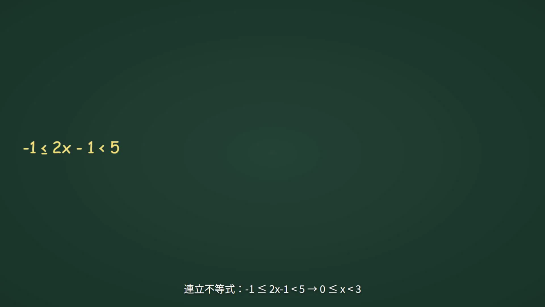A compound inequality combines two inequalities. For example, negative 1 is less than or equal to 2x minus 1, which is less than 5. We solve this by operating on all three parts simultaneously. Adding 1 everywhere gives 0 is less than or equal to 2x, which is less than 6. Dividing by 2 gives 0 is less than or equal to x, which is less than 3.